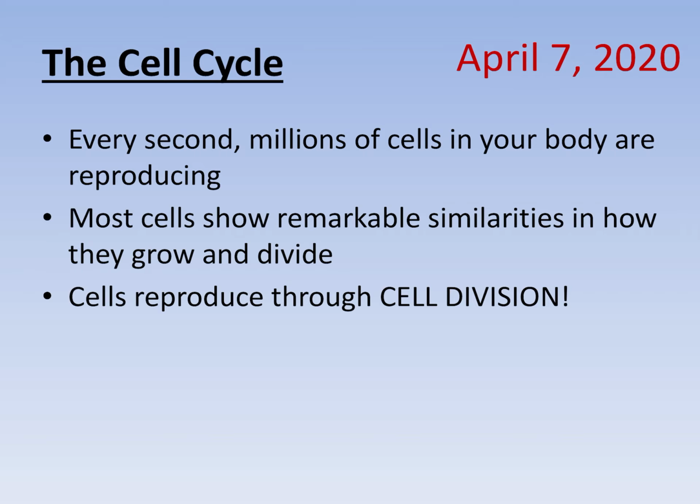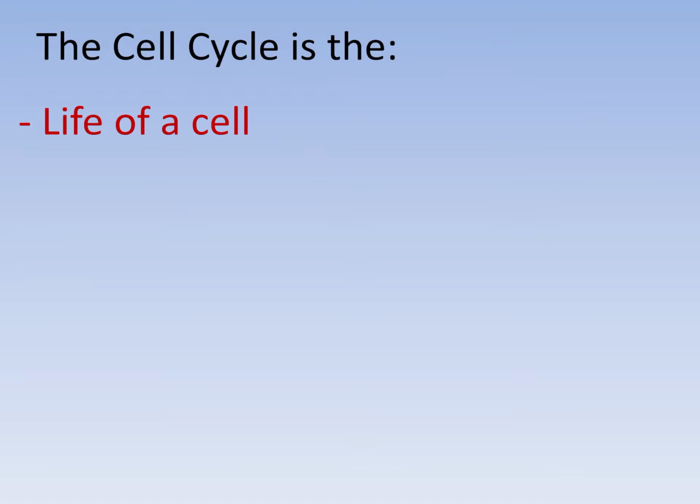Okay, so today's lesson is going to be on the cell cycle. Yesterday we talked about the cell theory. Today we're talking about the cell cycle. Every second, millions of cells in your body are reproducing. So this is a constant thing. It's happening all the time. Most cells show remarkable similarities in how they grow and divide, and it's through a process that we call cell division.